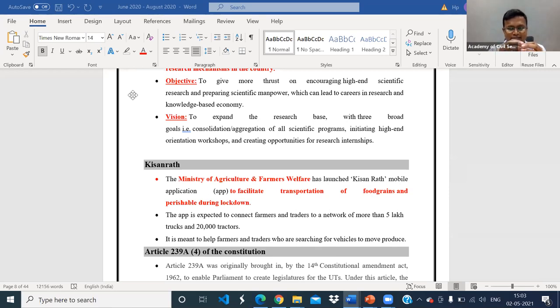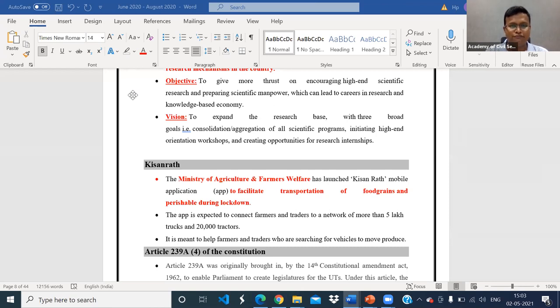Then you can understand that it is a program for facilitating transportation of food grains and perishable items during lockdown. It is a program launched by the Ministry of Agriculture and Farmers Welfare for helping farmers transport their goods to the market and sell in the market, especially perishable items, fruits and vegetables. This was the app. It is a mobile application where the farmers can register and the traders can register. Then the connectivity can be made and transportation will be facilitated by the Ministry of Agriculture.